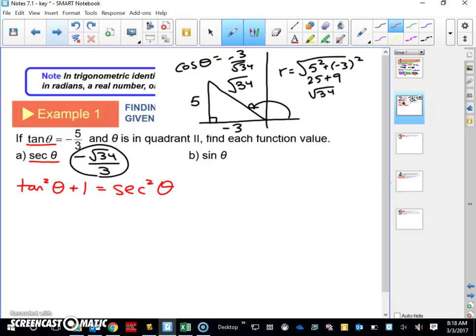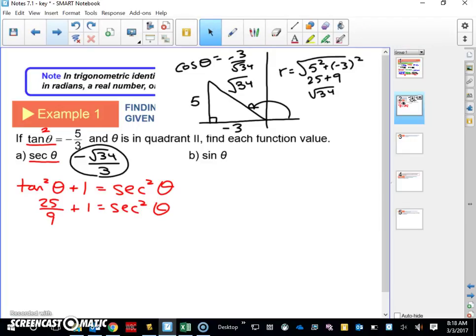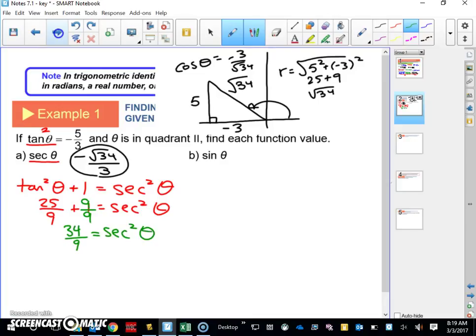Tangent squared theta just means take this and square it. If I squared -5/3, that would be 25 over 9. So 25/9 plus 1 equals secant squared theta. Now we're adding fractions, so to add fractions you want a common denominator. Let's change that 1 into 9/9. So we have 25/9 plus 9/9 is 34/9. So 34/9 equals secant squared theta.